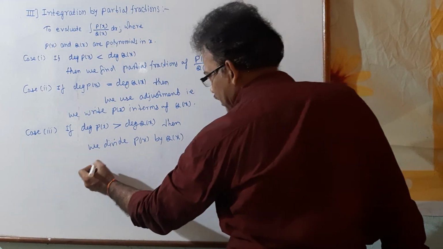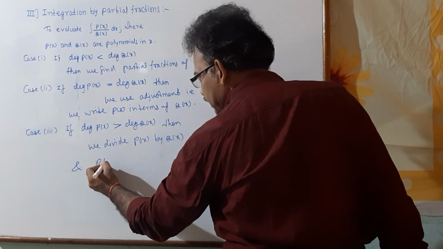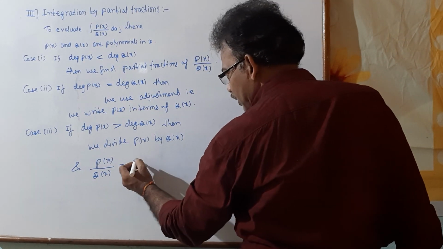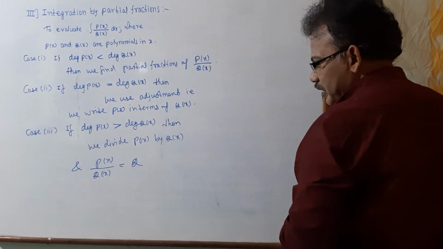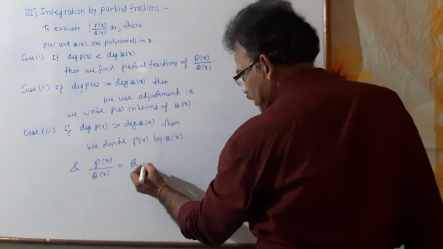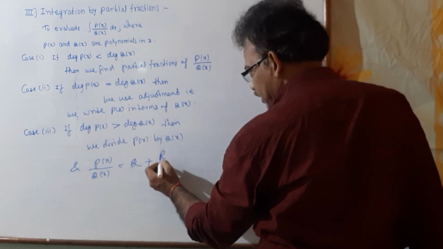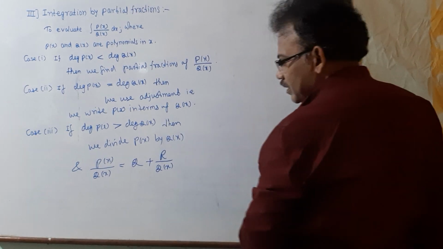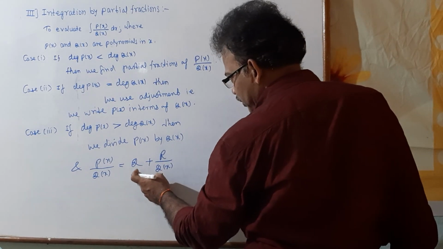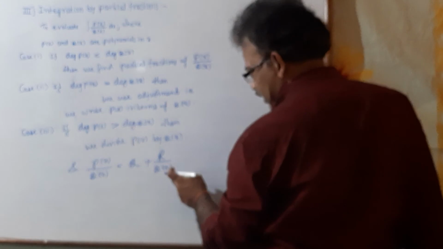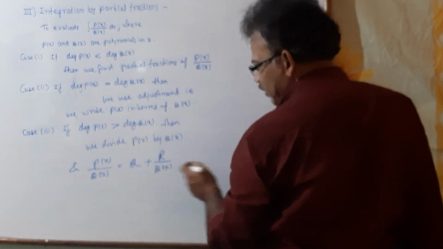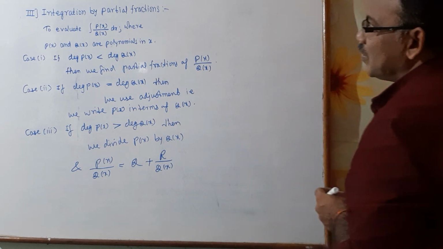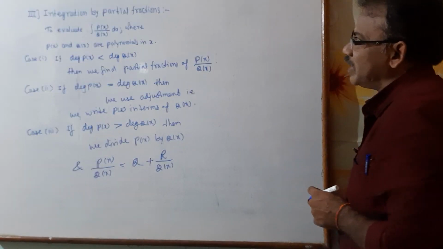When the degree of p of x is greater than the degree of q of x, we divide p of x by q of x, and we express this ratio p of x divided by q of x, after actual division, as some quotient plus remainder over the same denominator. That means we express the given ratio in this form, and then we can evaluate the integral. So this is the basic theory part of the third method, integration by partial fractions.